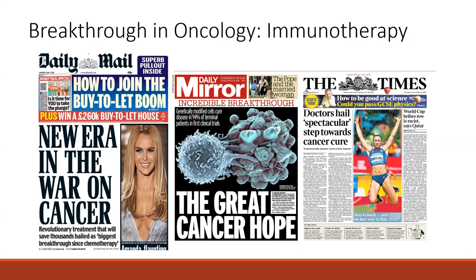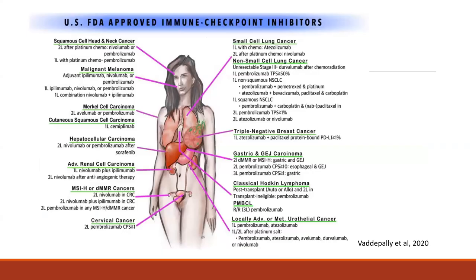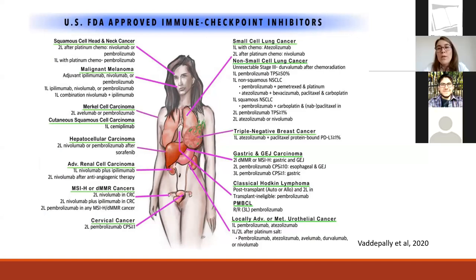Okay, so one specific class of immunotherapy, we love to classify things, as you can see, we call immune checkpoint inhibitors. The first drug was approved in 2011, and less than 10 years after, we have a huge number of cancers that can actually be treated with very good efficacy with those drugs, okay?